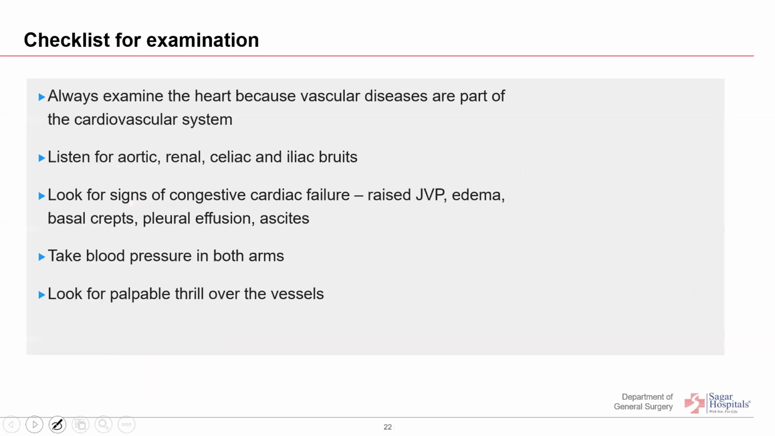Next, these are the checklist for examination. One thing is, peripheral arterial disease does not stop at examining only the distal neurovascular status of your limbs, but also you need to look at the heart. So look for other signs of vascular compromise. Say, for example, congestive cardiac failure, you need to look for a raised JVP, edema, basal crepitation, and also take BP in both the arms. I will come to this particular part in a later slide. And also look for palpable thrills and bruit.